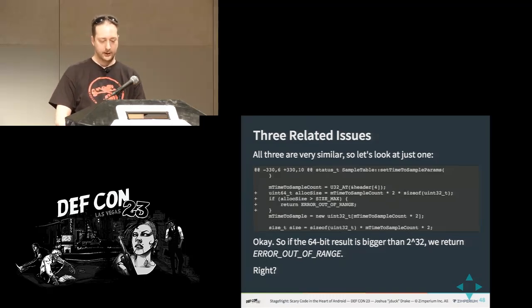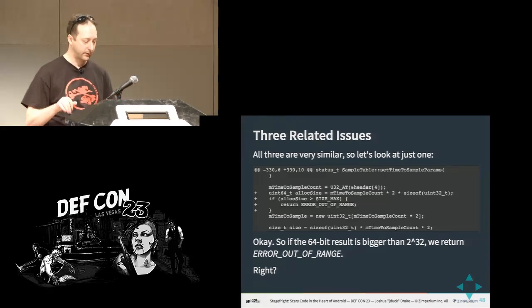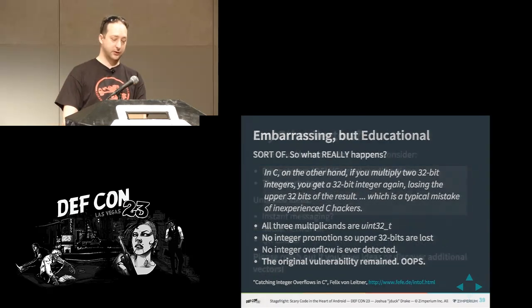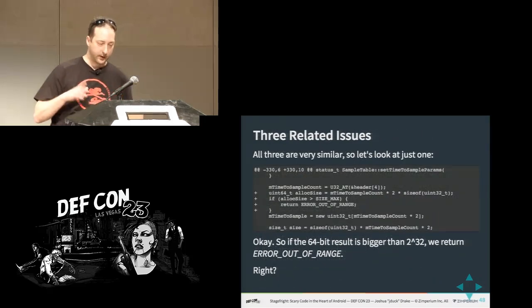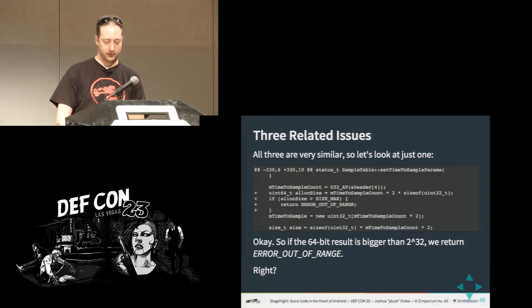Yeah. So here's the new code. You can see they're assigning the result of some math to a 64-bit unsigned integer. That looks like it would be good, right? But is it? So I thought it was. I thought this was good, by the way. I was like, oh, they fixed that one. That's awful. But let's just keep going.